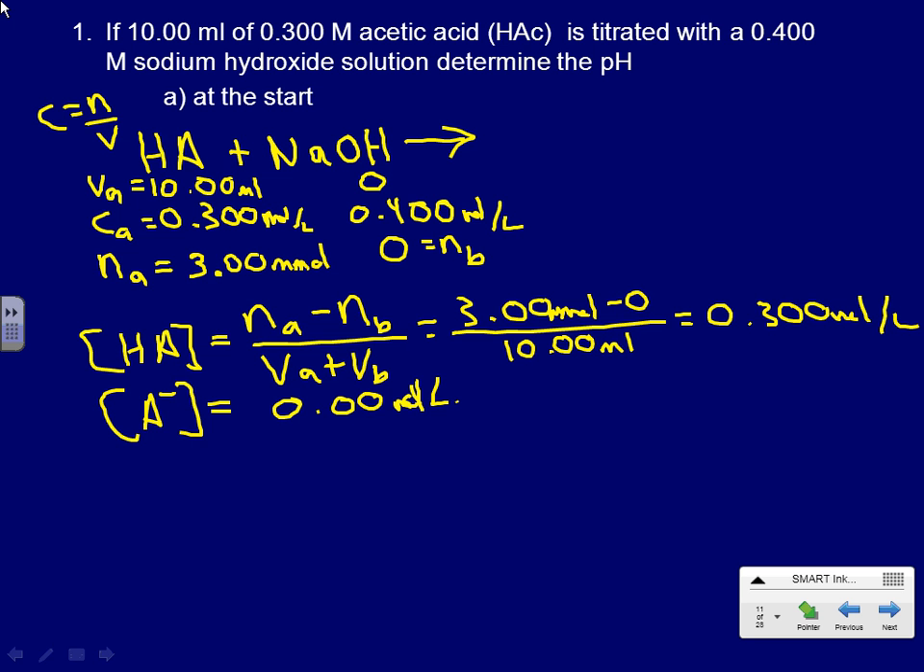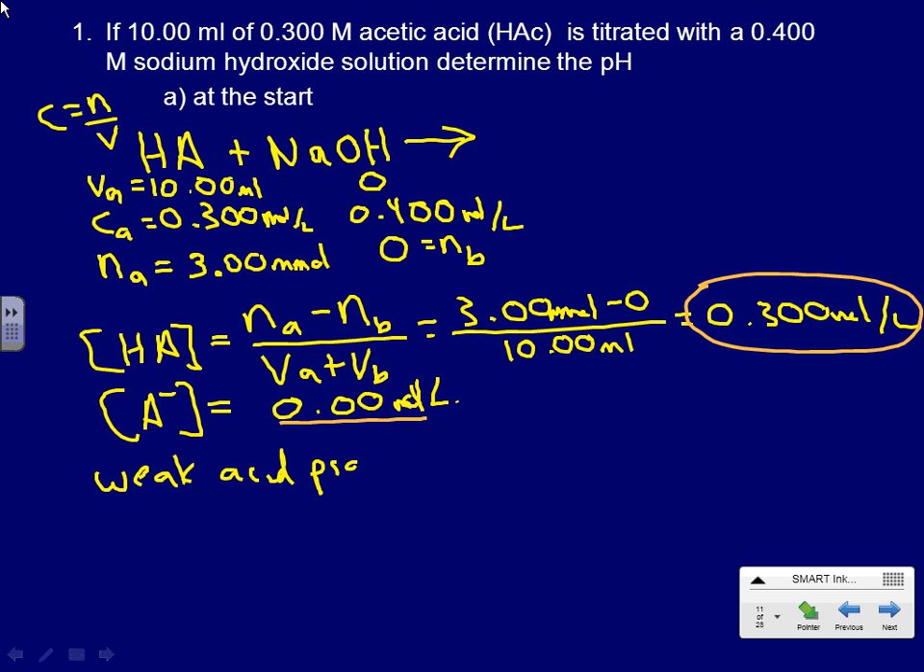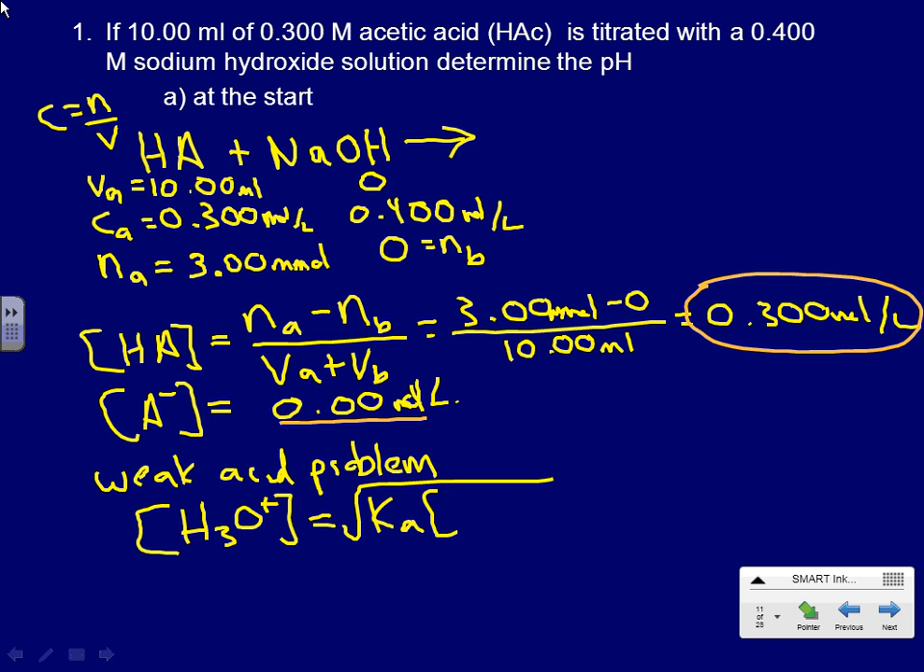So now the question becomes, what's in the water? Well, you'll notice I've got a weak acid in the water, and I have none of the conjugate base. This becomes a weak acid problem. All right? It means that I'm dealing with a weak acid, and therefore I'm going to use the equation to determine the H3O plus using my weak acid equation.